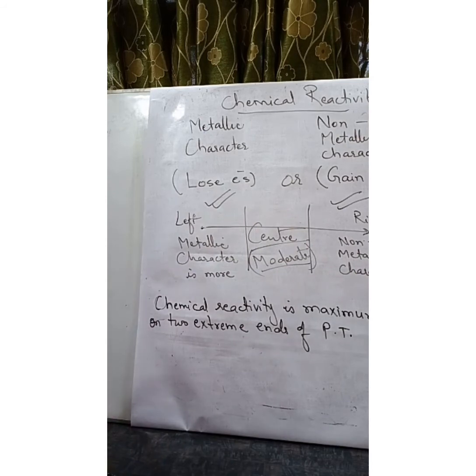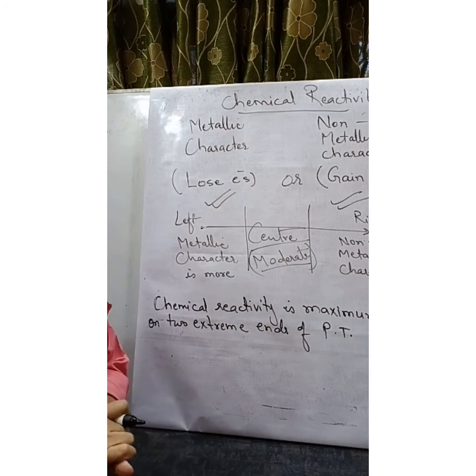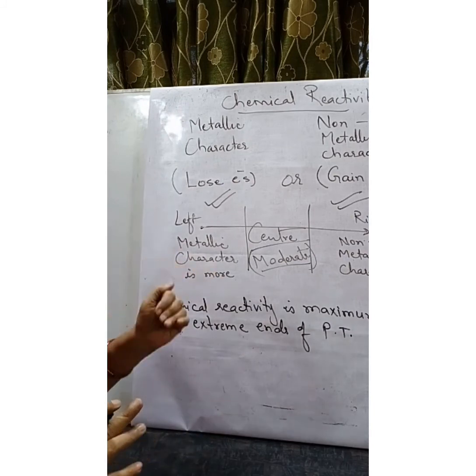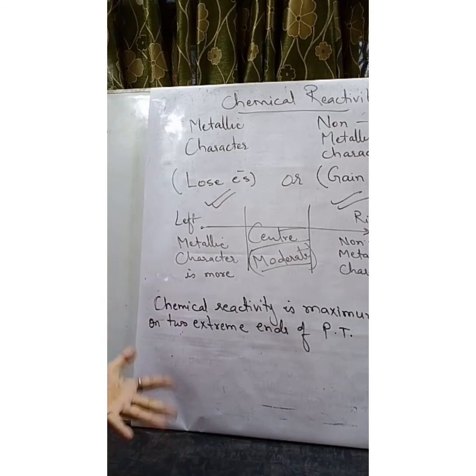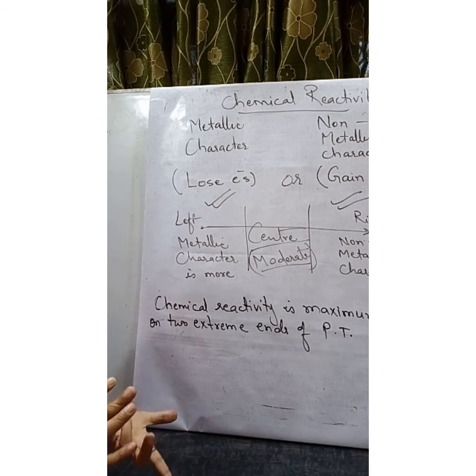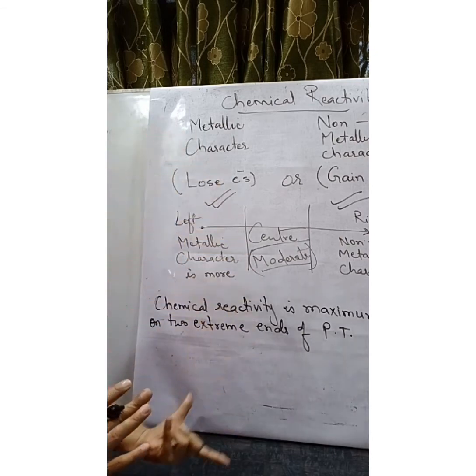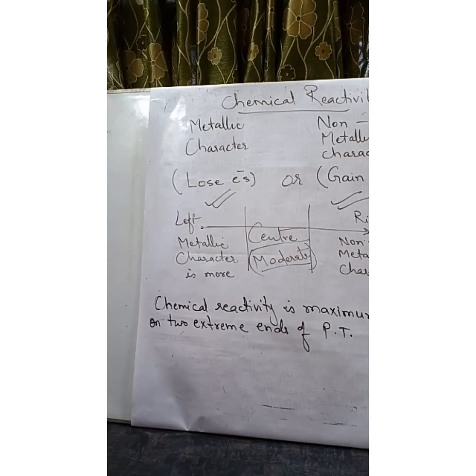And if we talk about chemical reactivity as we move from top to bottom in a group, non-metallic character is decreasing, but metallic character is increasing. So we can say in simple words that chemical reactivity also increases when we move from top to bottom in a group.